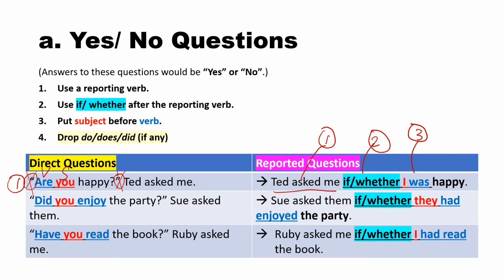In the direct question, are you becomes I was. Remember to change the pronoun from you to I, and the tense from simple present in are to simple past in was. Finally, check that there is no do, does, or did. And we don't need the question mark in our reported question. We change it to a full stop at the end.